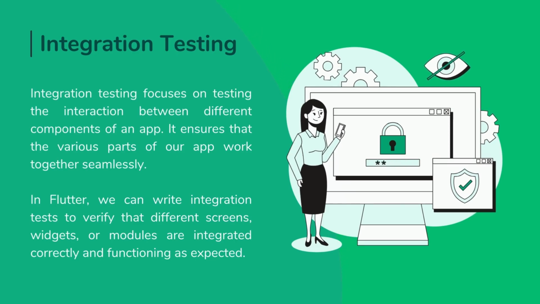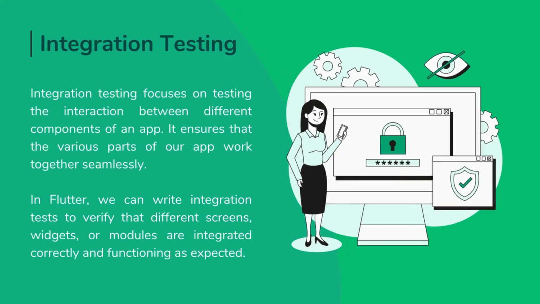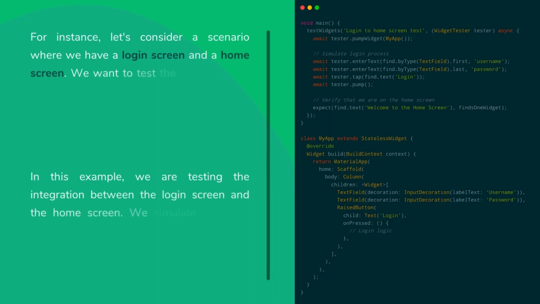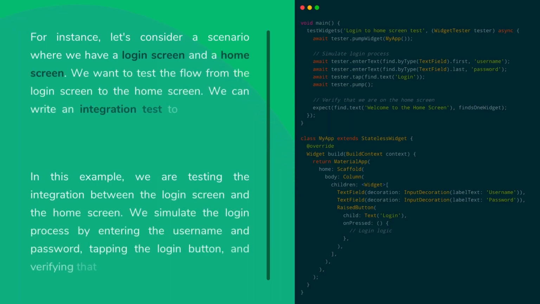It ensures that the various parts of our app work together seamlessly. In Flutter, we can write integration tests to verify that different screens, widgets, or modules are integrated correctly and functioning as expected. For instance, let's consider a scenario where we have a login screen and a home screen. We want to test the flow from the login screen to the home screen. We can write an integration test to simulate this flow.